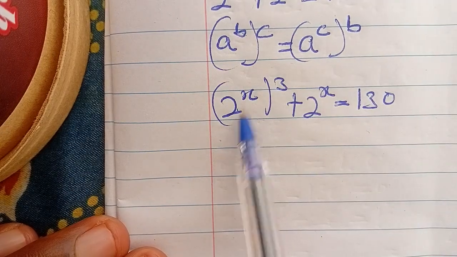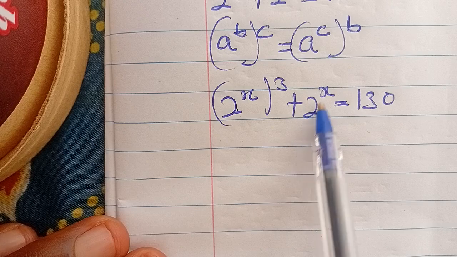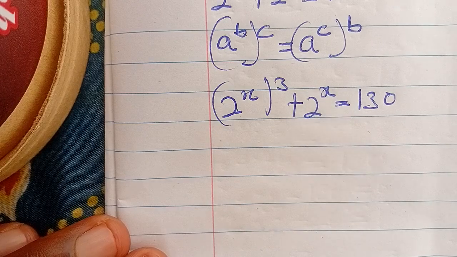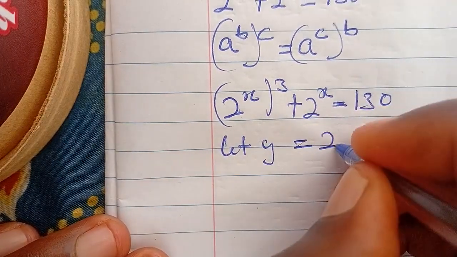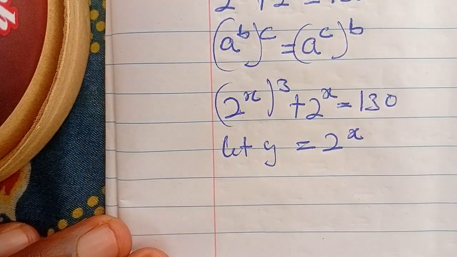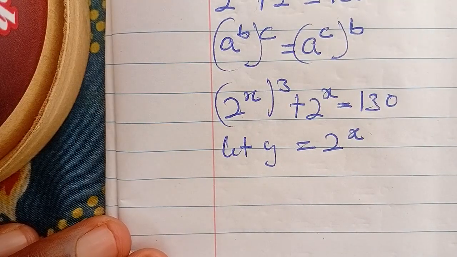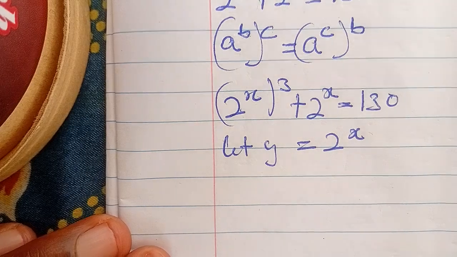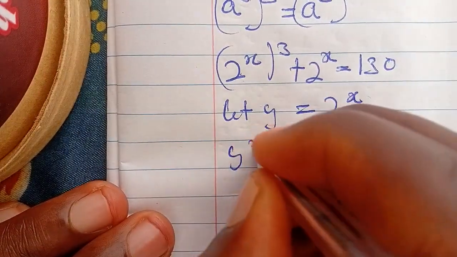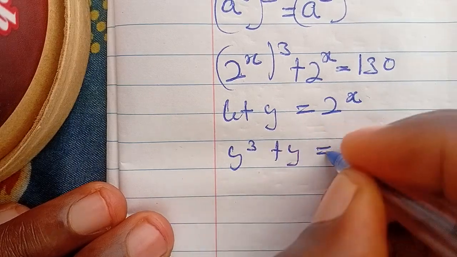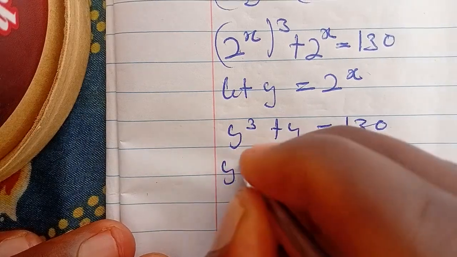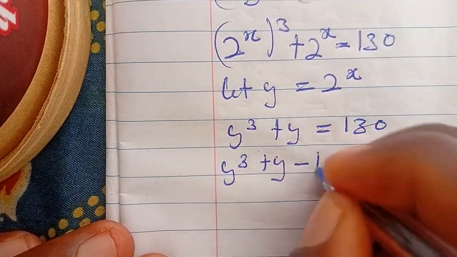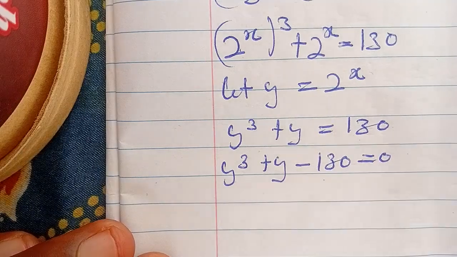Now, since we're having 2 exponent x here and 2 exponent x here, we can represent it with a variable. So we can say let y represent 2 exponent x. Wherever we see 2 exponent x, we are going to put y there. So you're going to have y cubed plus y is equal to 130. This is the same as y cubed plus y minus 130 is equal to 0.